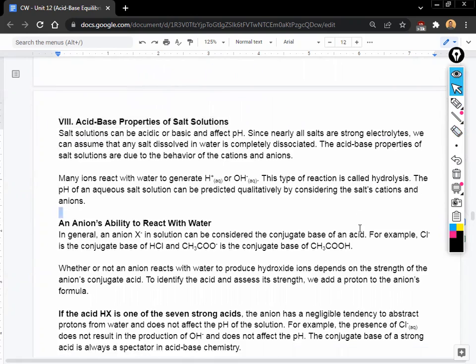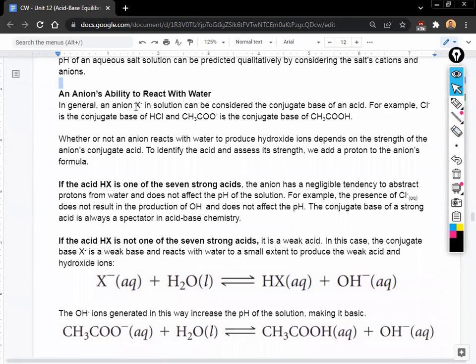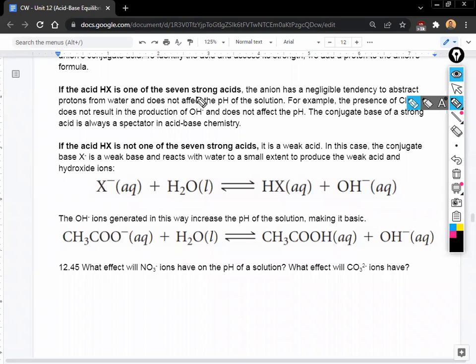Okay, so what we're going to do is move on, and talk very briefly about how anions react with water, okay? So we know that if we have an acid, let's say we have HX, it's going to break down into H plus and X minus, right? Now, depending on what type of acid this is, it's going to affect the strength of this conjugate base. We said the stronger the acid, the weaker the conjugate base, right? That's kind of the relationship that we know about. So if HX is one of the strong acids, those are the ones that go to completion. They just break apart completely. It means that the conjugate base is a spectator in acid-base chemistry. Basically, it doesn't do anything.